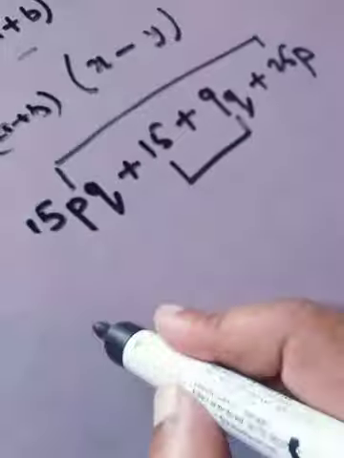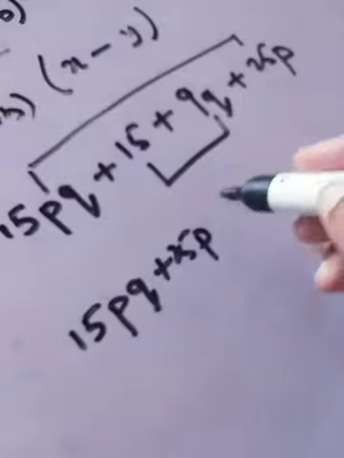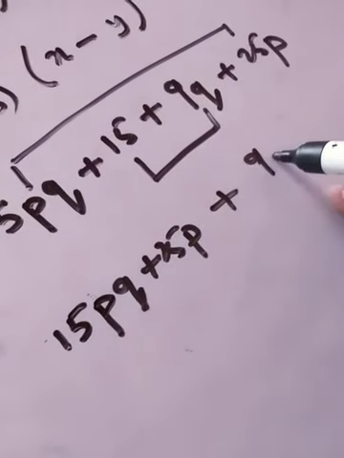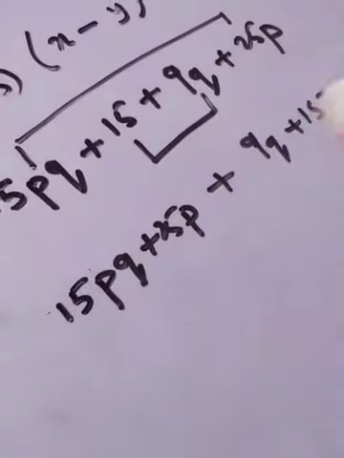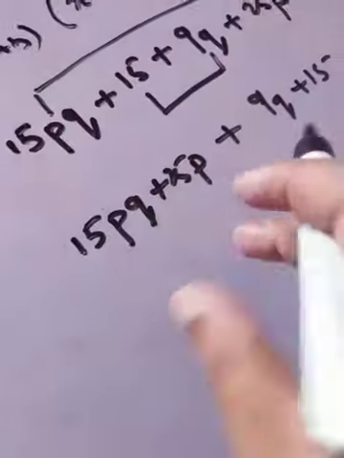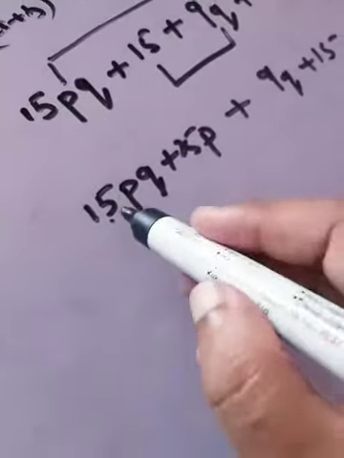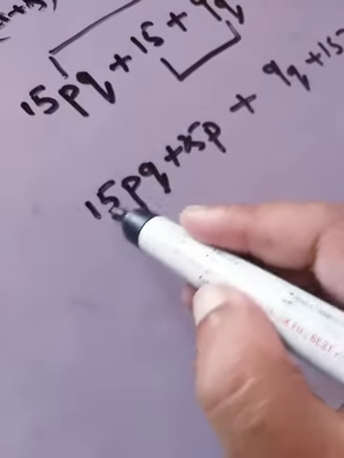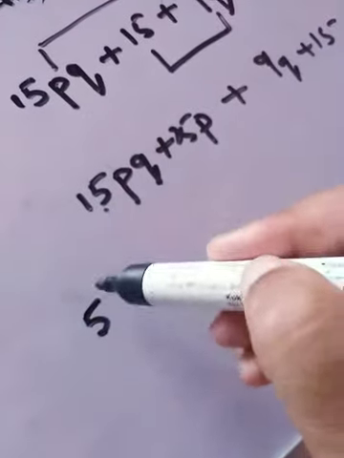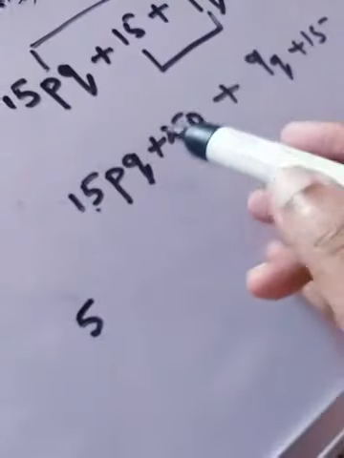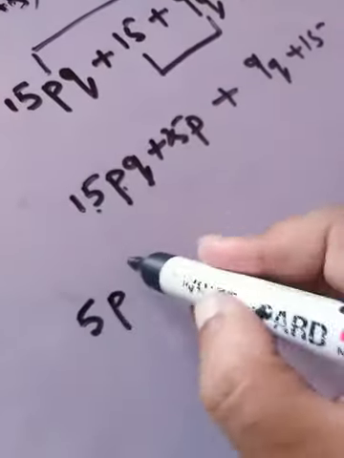So bring them together: 15PQ and 25P, and 9Q and 15. This is the new group I've made. Let us check whether the bracket part will remain the same or not. So 15 and 25, and P is also there in common. What number divides 15 and 25? It is 5, isn't it? This is the highest common factor. 15 is divisible by 5 and 25 is also divisible by 5. So we'll take 5 as a common. P is also there in both the terms, so we'll take P as a common also.